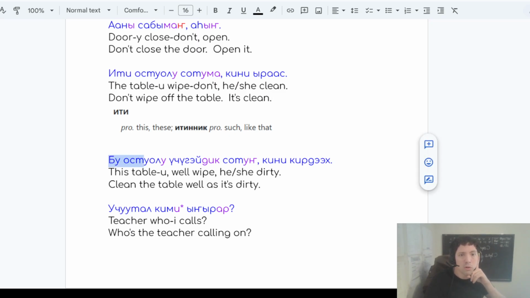Bu astualu uchuge dik satung kini kirdech. Clean the table well. Wipe it well, as it's dirty. It doesn't have the word as, but it's dirty. Okay. Uchutal kimi angrar. Teacher who calls. I put that star just to point out the accusative case, but I already talked about that a lot, so we'll move on.